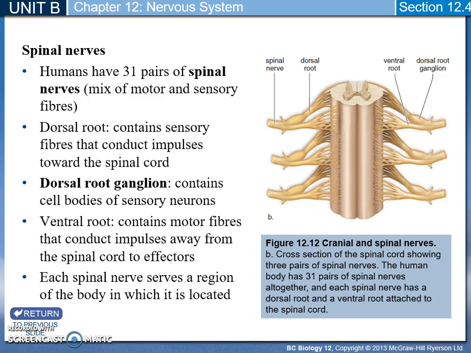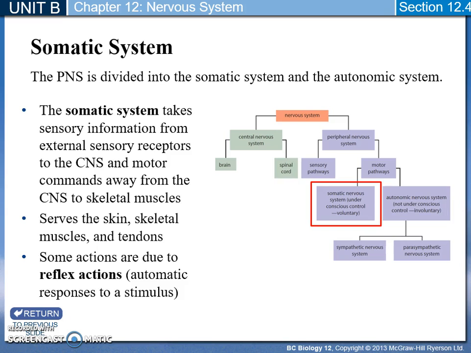Then we also have a dorsal root ganglion. And so this is where you find, again, ganglion, the cell bodies. So this is where you have a mass of cell bodies of sensory neurons. We also have ventral roots, and these contain the motor fibers, and they conduct impulses away from the spinal cord to the effectors. Largely those would be voluntary muscles. And each spinal nerve serves a region of the body in which it is located. And there you can see a diagram of a cross-section of those.